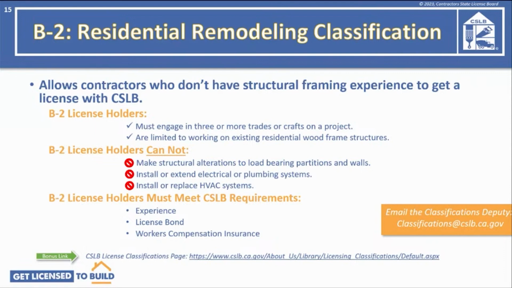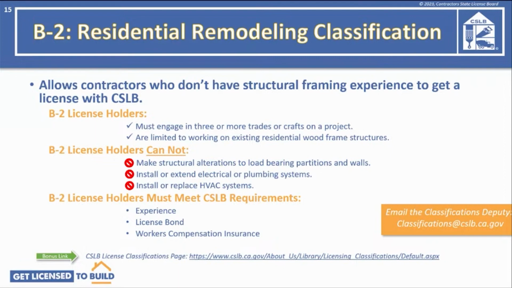There are some things B2 license holders cannot do. They cannot make structural alterations to load-bearing partitions and walls. They cannot install or extend electrical or plumbing systems. They can make modifications to existing systems, for example, install recessed lighting or alter plumbing for 2 shower heads. B2 licensees also cannot install or replace an HVAC system.